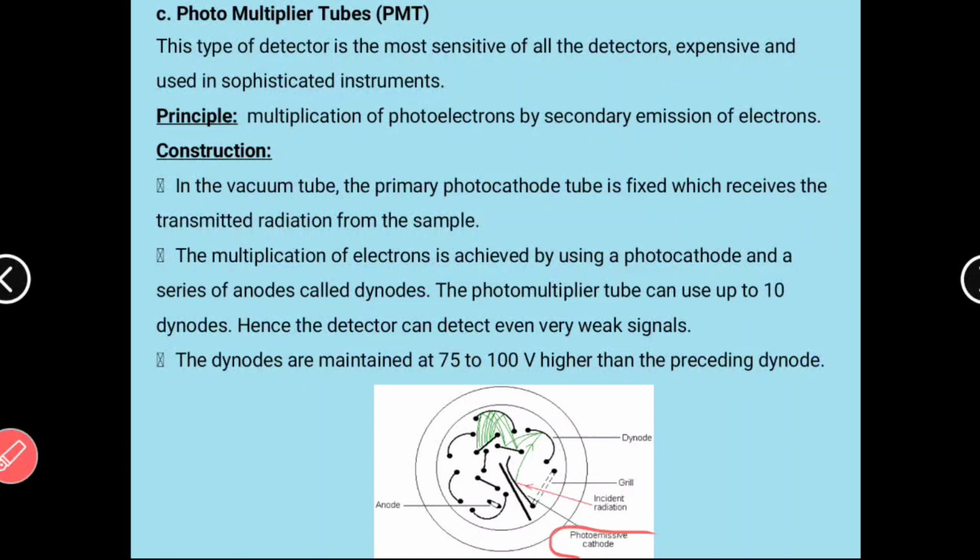The multiplication of electrons is achieved by using a photocathode and a series of dynodes. These are the dynodes. The photomultiplier tube can use up to 10 dynodes. Hence, the detector can detect even very weak signals, that is, 200 times weaker signals can be detected by photomultiplier tubes. The dynodes are maintained at 75 to 100 volts higher than the preceding dynode.